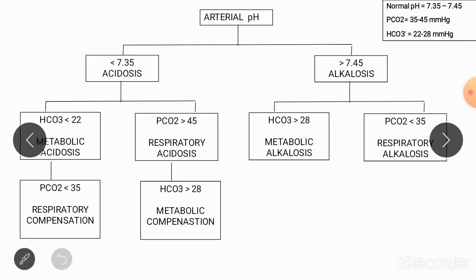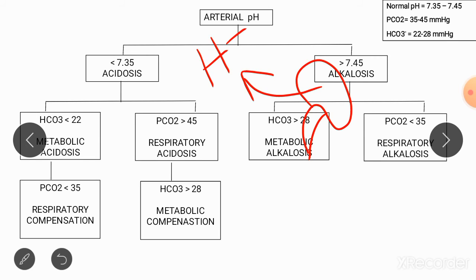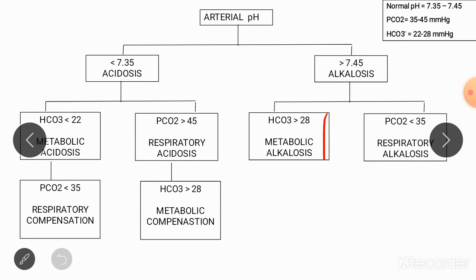Now let us move on to alkalosis. Suppose a person is suffering from metabolic alkalosis. This means his kidneys are at fault, and his hydrogen ions are being secreted into the urine at a very high level and very high number, and this has led to accumulation of a lot of bicarb ions in his blood, which has led to metabolic alkalosis, as can be seen by very high levels of bicarb ions in his blood.